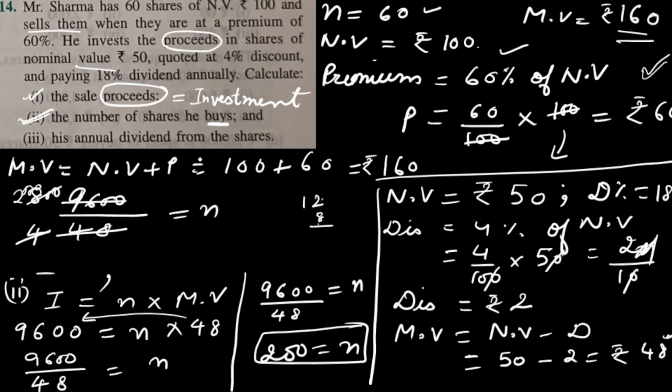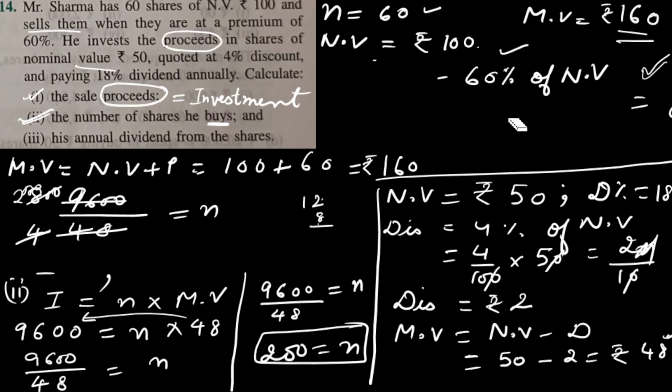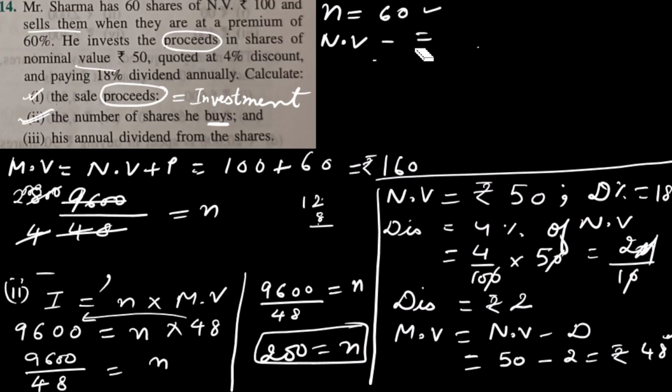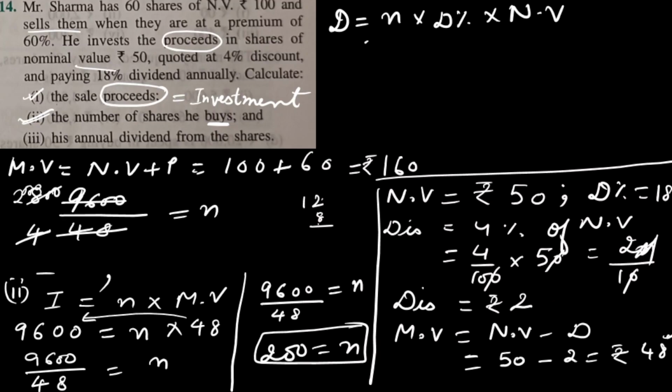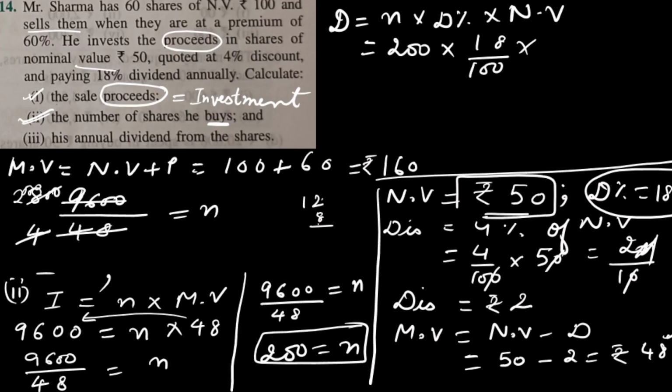Now the annual dividend from the shares. So what is the annual dividend he got from these shares? The shares which he has bought, not purchased. That means we have to consider the MV and NV of this second part where the buying is taking place, right? So the annual dividend formula is equal to number of shares into dividend percent into nominal value. Number of shares we just found is 200. Dividend percent is given to us. See here it's 18%. So 18 by 100, and for this one the nominal value is equal to 50 rupees.